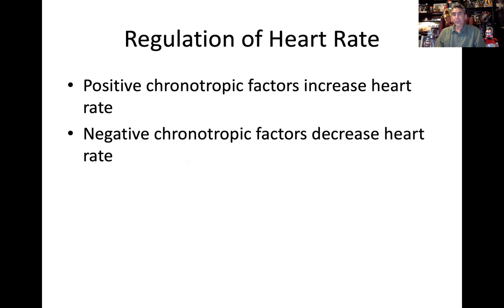Inotropic deals with contractility. Chronotropic deals with rate. Chrono means time. So chronotropic factors are going to have an impact on the rate of the heart, the speed at which the heart is beating. If something is positive chronotropic, it will increase heart rate. Negative chronotropic, it will decrease heart rate.